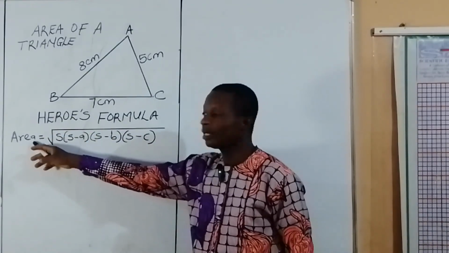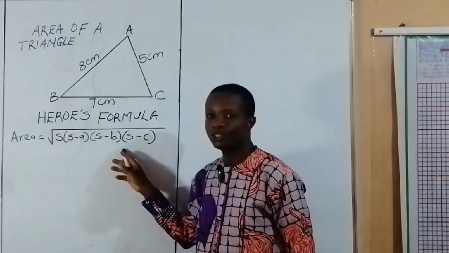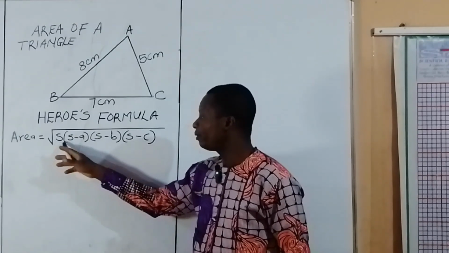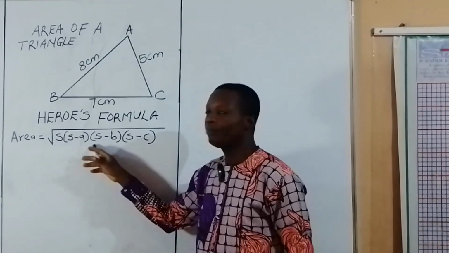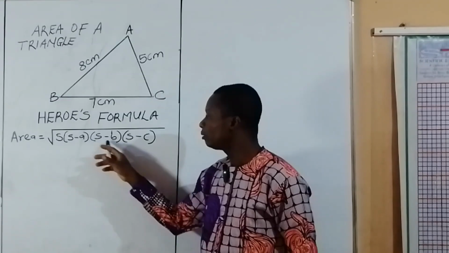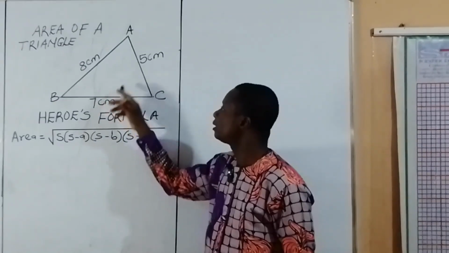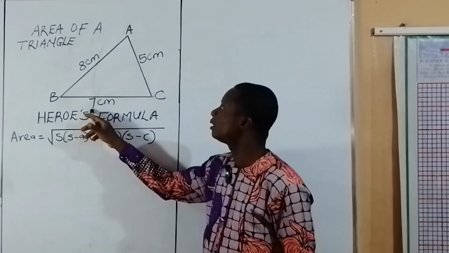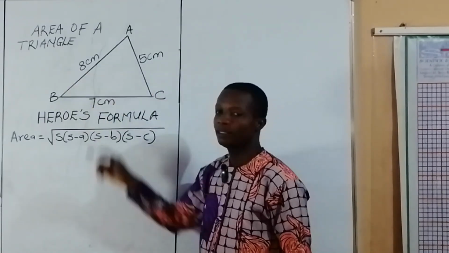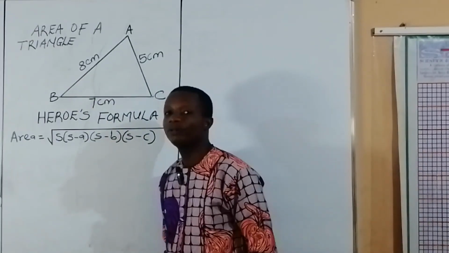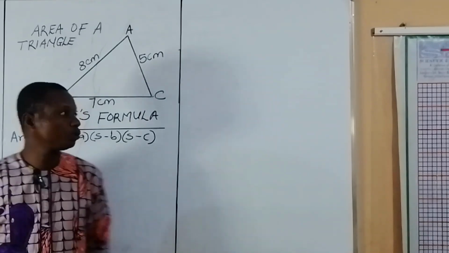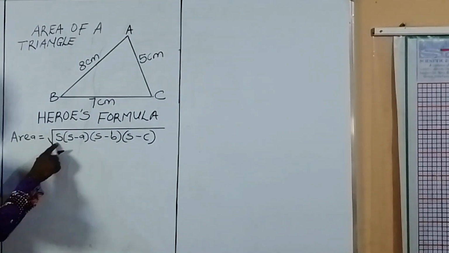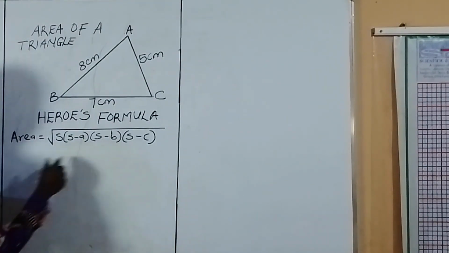So Heron's formula is given by this expression, and S here represents the semi-perimeter, while A, B, and C represent the three sides. This is A, this is B, and this is C. All right, so let's go ahead and solve this question. Now, what we are going to do first is to find S.